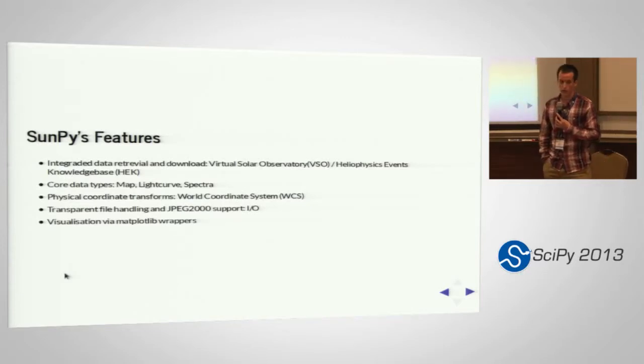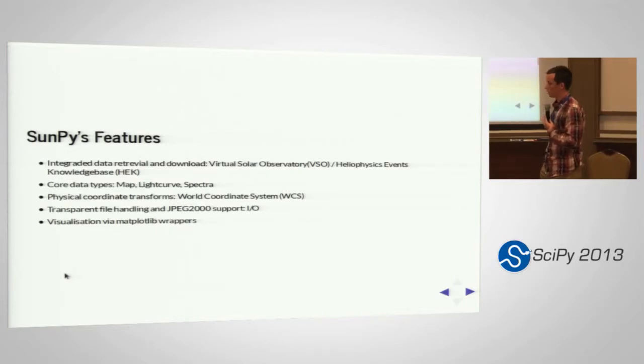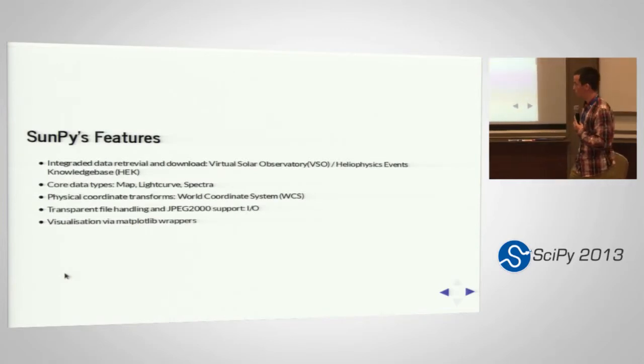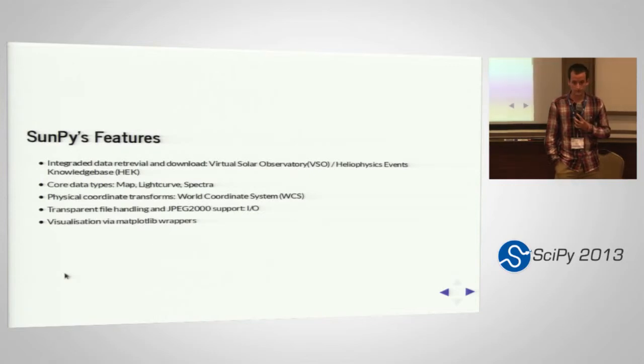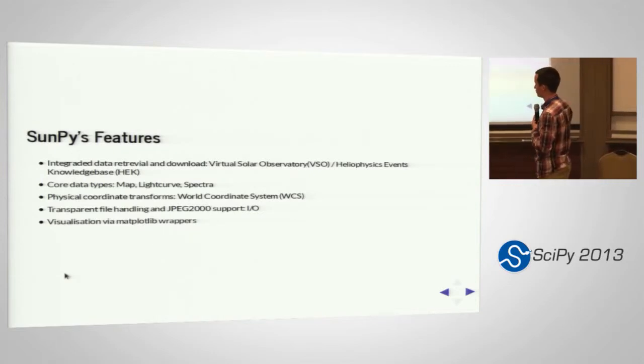Map is for image data, either 2D or 3D, spatially aligned or temporally aligned data. Light curve is 1D with time series. That makes extensive use of pandas. And we have a spectrum module which can handle just wavelength or wavelength and time, which was written by an ESA Summer of Code student.